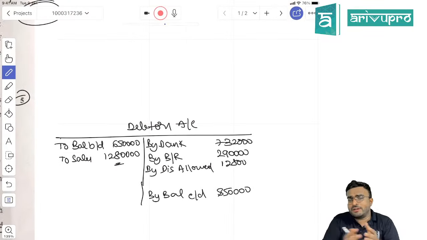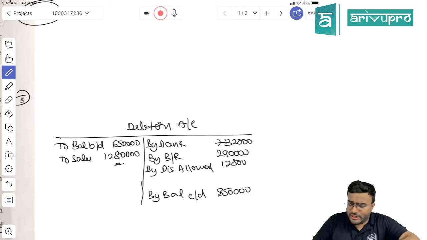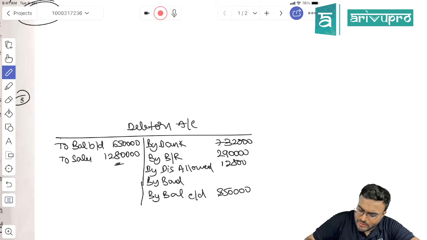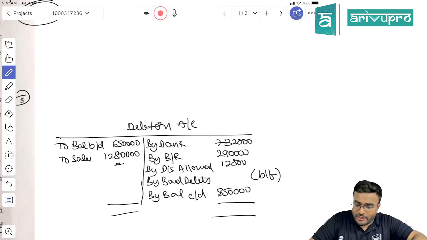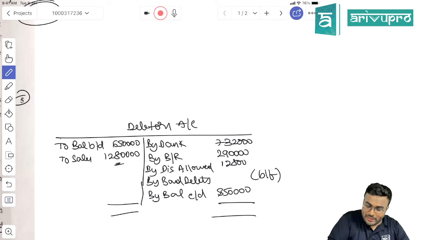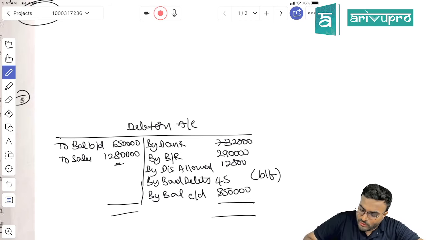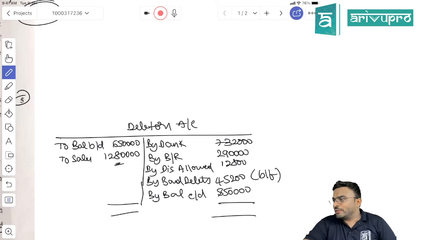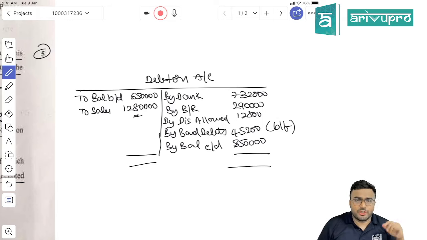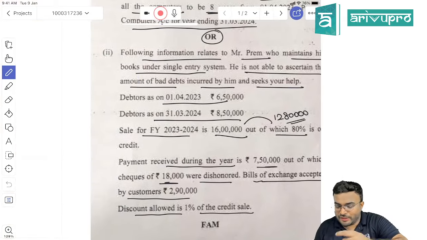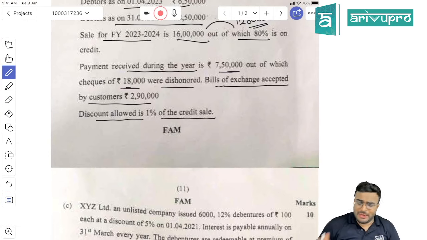Now what did they ask? Bad debt. What is the entry for bad debt? Bad debt account debited to debtors. So you'll write over here by bad debts, and whatever you get, this will be the balancing figure. So take your calculator. 6,50,000 plus 12,80,000 minus 7,32,000 minus 2,90,000 minus 12,800 minus 8,50,000. 45,200 you will get, which is going to be your bad debt. 45,200. That should be it with this question. Easy 5-mark question. Balancing figure you are asked to find, and bad debt is your balancing figure in this particular case.